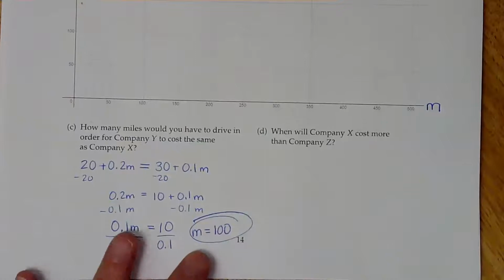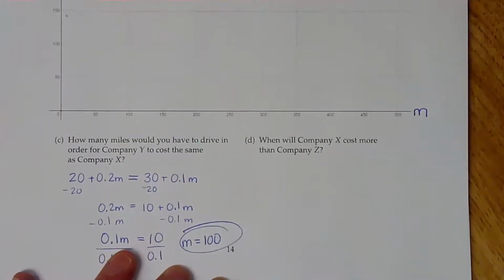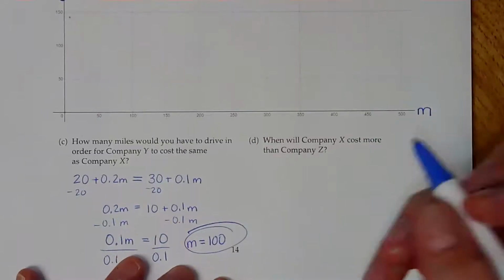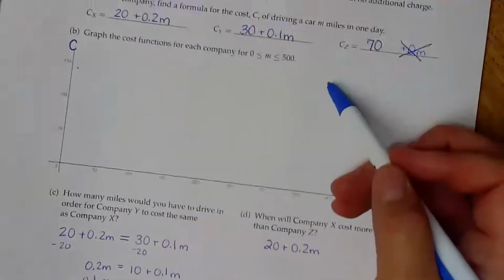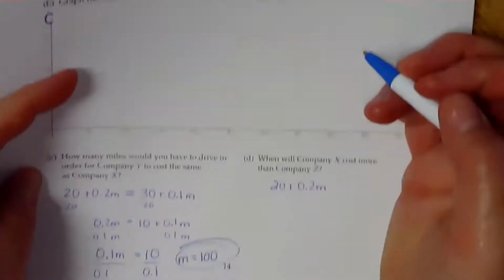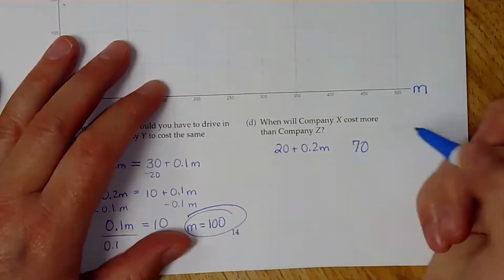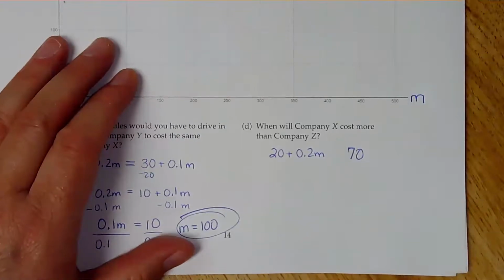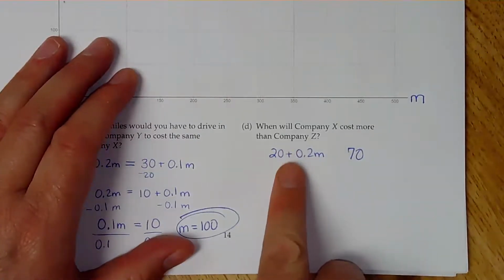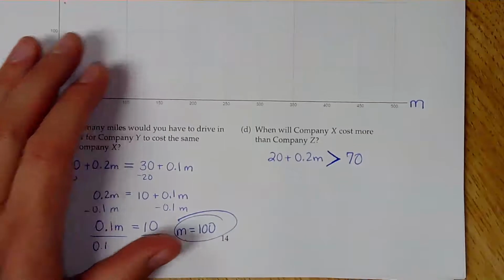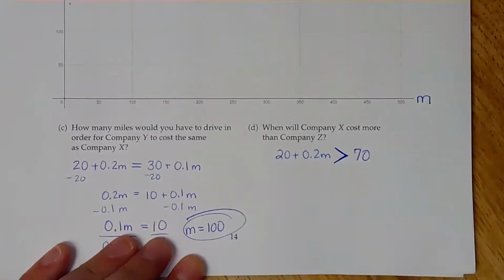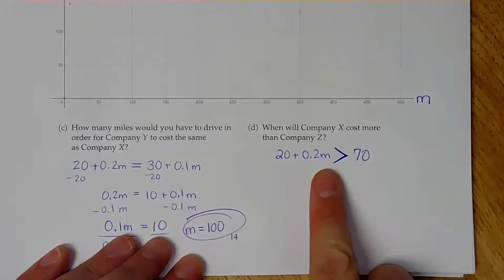All right, and then we have one more question. This one's a little bit different because now I want to know when is company X going to cost more than company Z? If I wanted to know where they were equal, I would take 20 plus 0.2 M and then set it equal to this formula for company Z, so I would set that equal to 70. But what I'm looking for is where company X is greater than company Z. So I'm going to turn this into an inequality. So I have a linear inequality here, and I'm going to go ahead and solve for M.